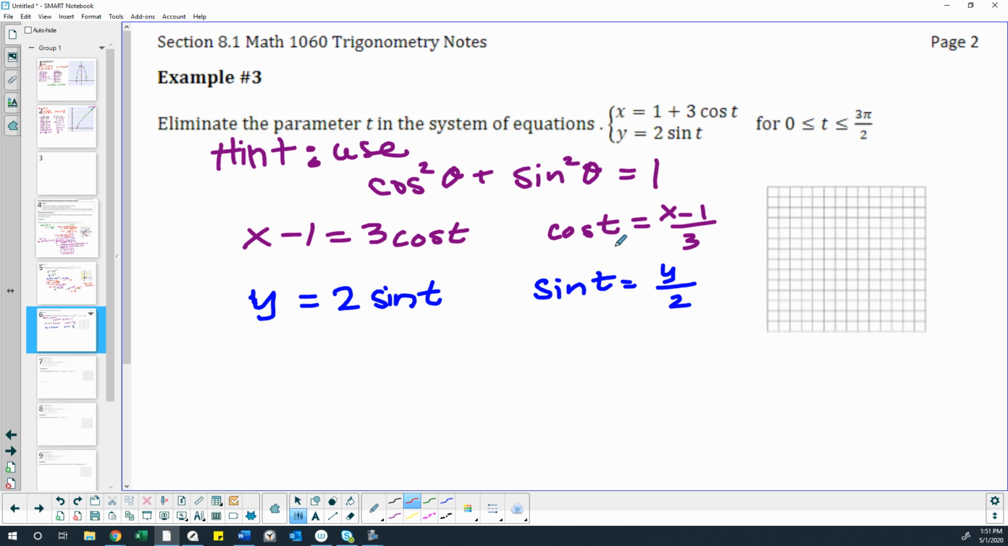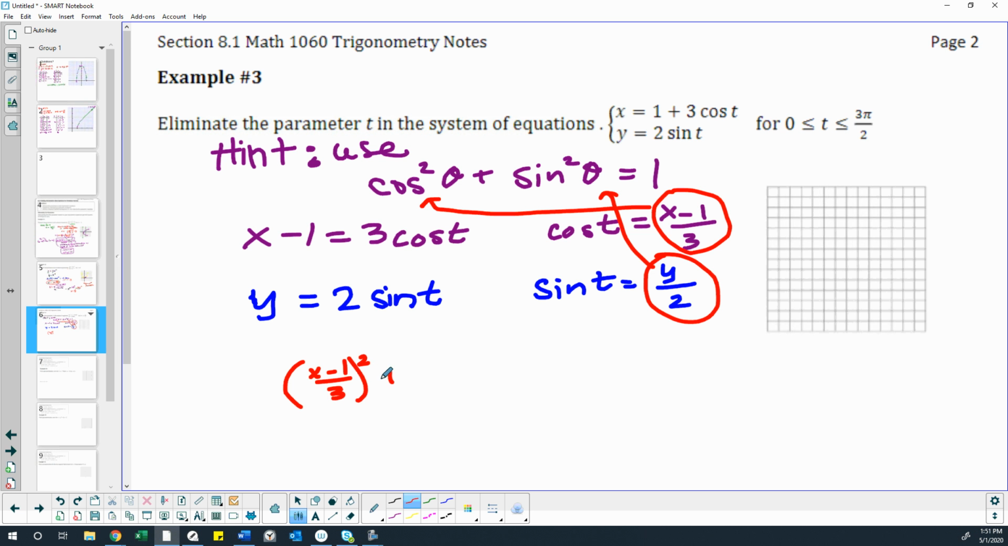So now I'm going to plug this in here and square it. And I'm going to plug this in there and square it. So that will give us (x minus 1 over 3) squared plus (y over 2) squared equals 1.